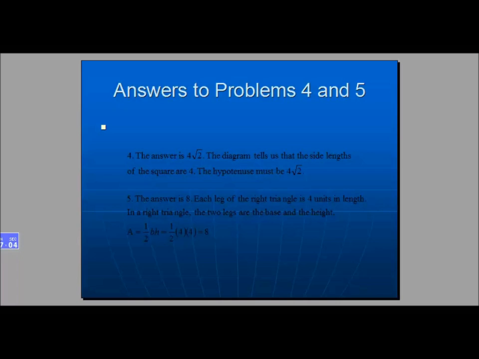Each leg of the right triangle is 4 units in length. In a right triangle, the 2 legs are the base and the height. Therefore, A equals 1/2 base times height equals 1/2 times 4 times 4, which is 1/2 of 16, which is 8.